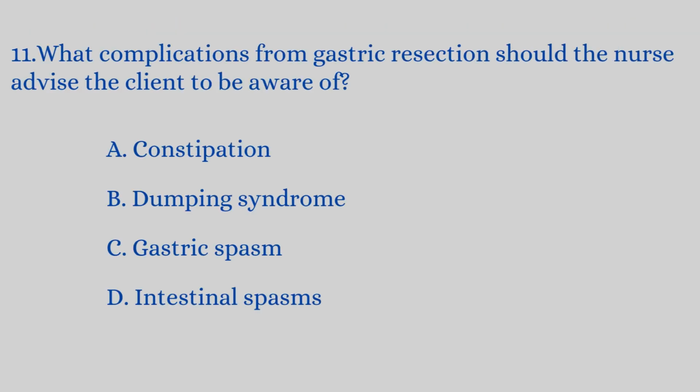11. What complications from gastric resection should the nurse advise the client to be aware of? A. Constipation. B. Dumping syndrome. C. Gastric spasm. D. Intestinal spasms.